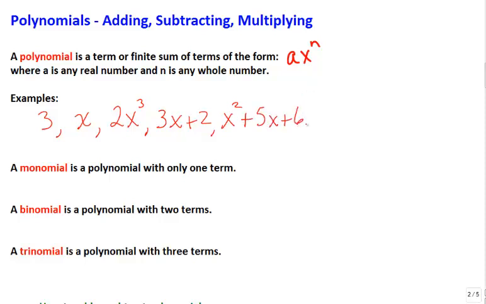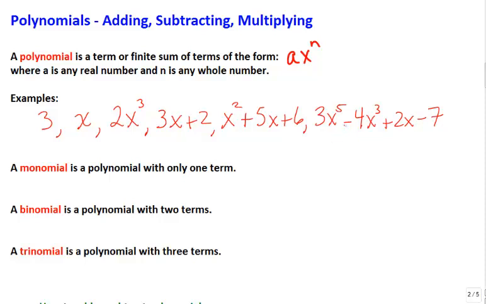Or you could have something even more complicated with a whole bunch of terms added or subtracted together, like 3x to the 5 minus 4x cubed plus 2x minus 7. And notice in this last example that the x squared term is missing. So you don't have to have every single term accounted for. And the highest term, the term with the highest degree, is the degree of your polynomial. So in this last example, this would be called a fifth degree polynomial.